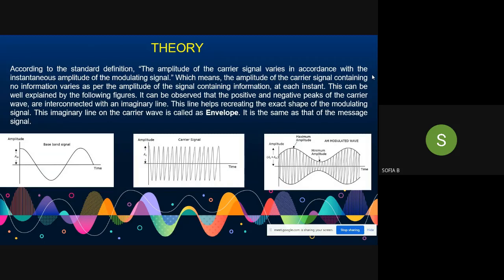It can be observed that the positive and negative peaks of the carrier wave are interconnected with the imaginary line. This line helps recreating the exact shape of the modulating signal. This imaginary line on the carrier wave is called envelope. It is the same as that of the message signal.